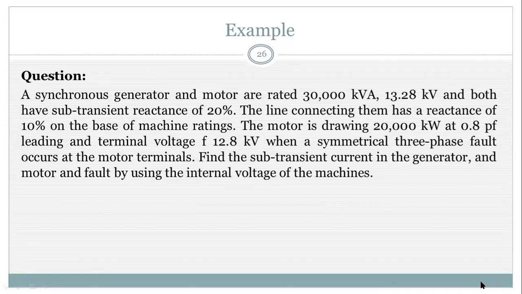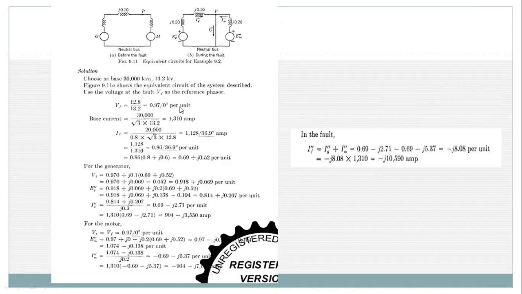the 12.8 kilovolt. So now when a symmetrical three-phase fault occurs at the motor terminal, we have to find out the subtransient current in the generator and the motor and the total fault current. So we have to calculate the subtransient current for the generator, we have to calculate subtransient current for the motor, and finally we have to find out the total fault current. So here the rating is given 30,000 kilovolt ampere and 13.28 kilovolt. So we can easily consider these as our base value. And in terms of this base value, we can easily find out our base current, that is 1310 ampere.